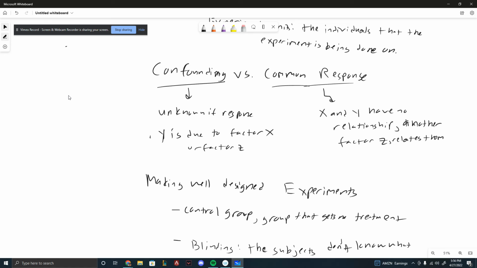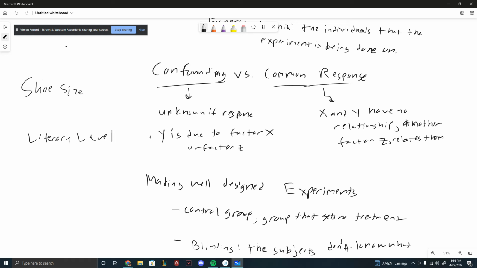Common response is when X and Y have no relationship, but another factor Z, which you may not know about, relates them. So let's say we're going to talk about shoe size and reading ability, right? So shoe size and, let's say, literary level.